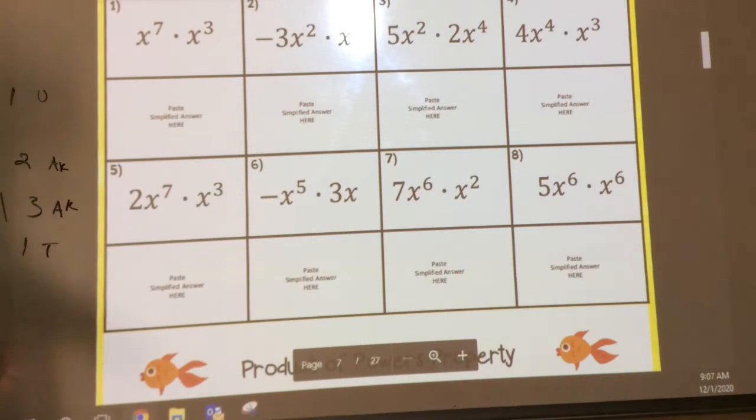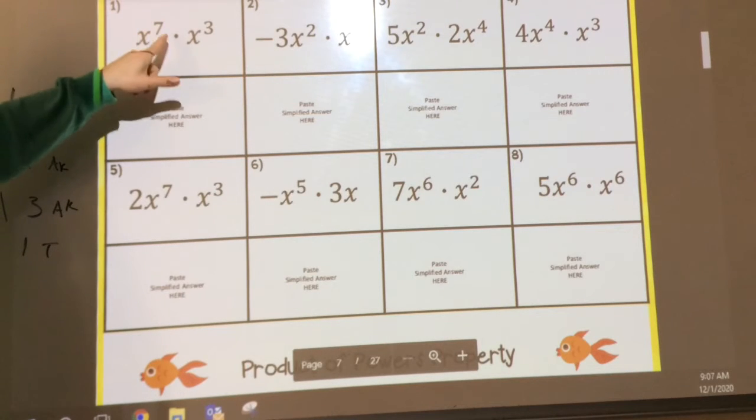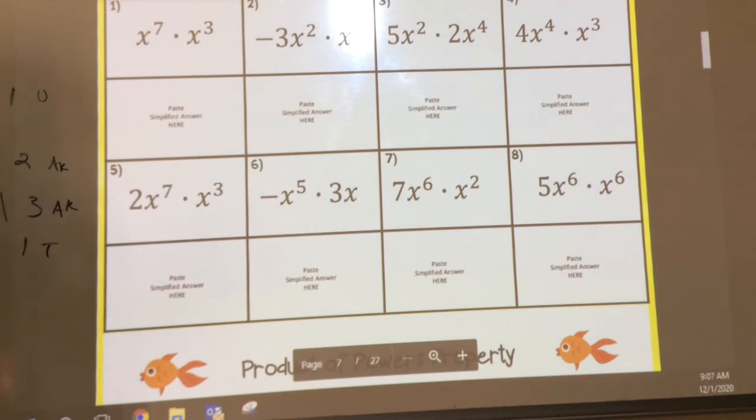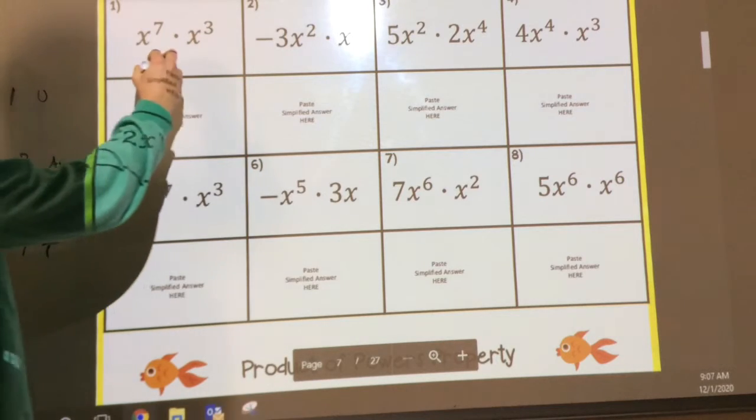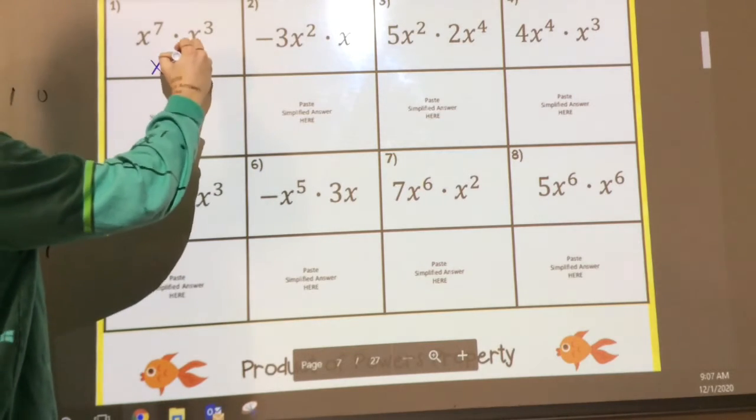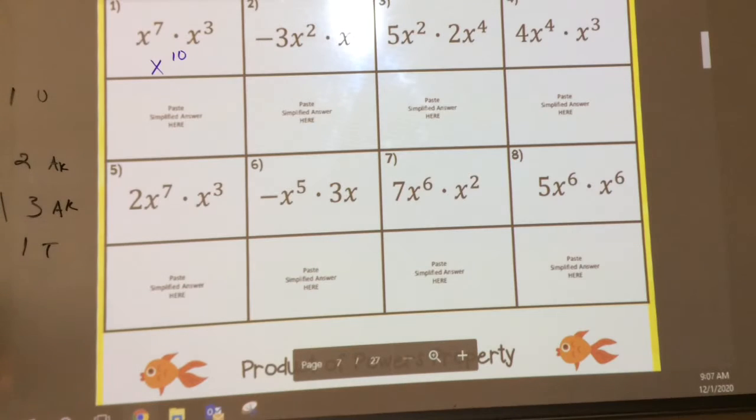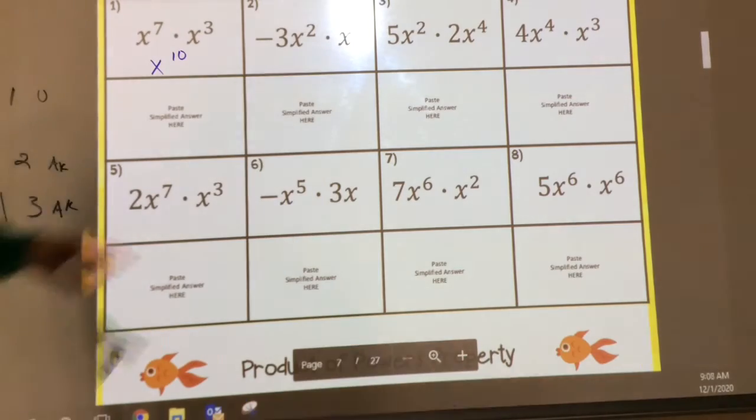All right, so for this one, do I have the same bases? Okay. So x to the 7th times x to the 3rd, if I add together my exponents, becomes x to the what? Wow, that's really easy. Okay. Questions on that first one? All of you are acknowledging you understand it. Tommy, you're acknowledging you get it? Okay. Let's go to the next one.